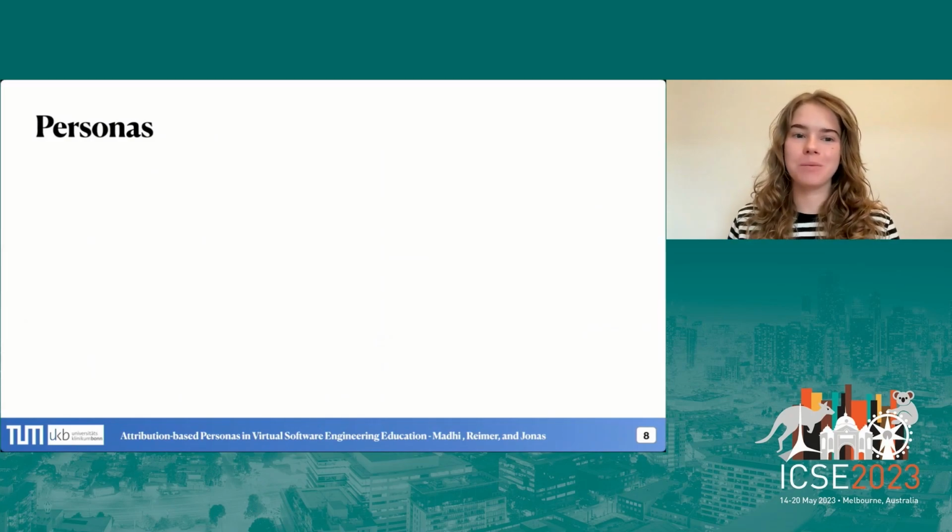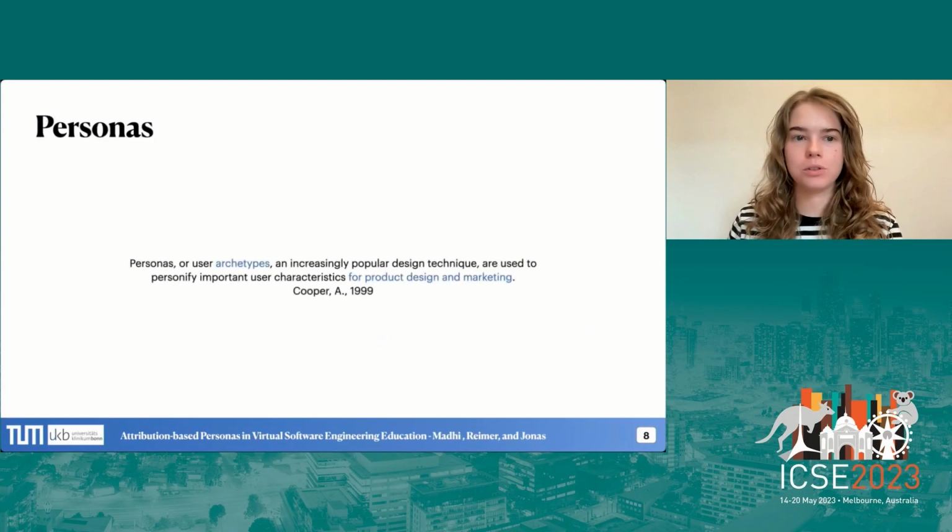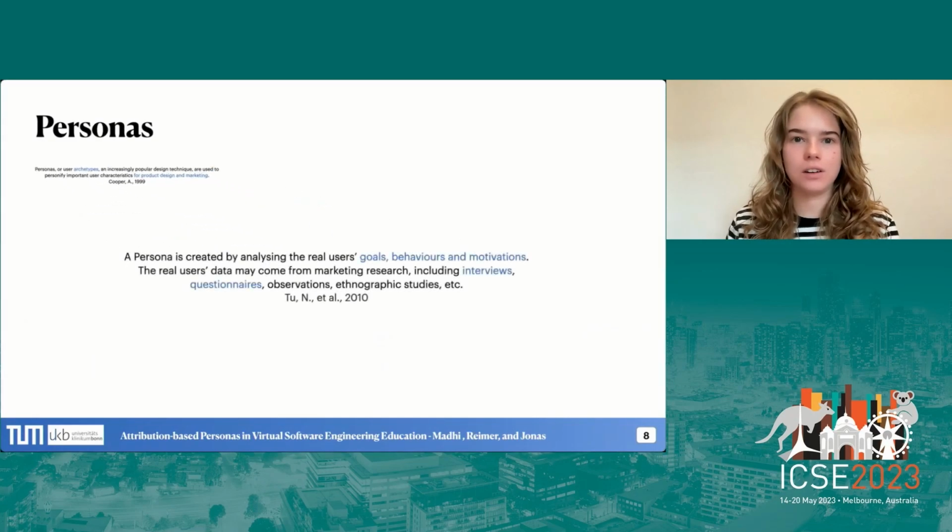So due to time reasons, I will skip the results of the first and second stage and will directly continue with the most important results of the research, the personas. But before that, I want to give a definition of how we use personas in our context. Basically, how personas are usually described is that they're archetypes used to personify important user characteristics for product design and marketing. Then other definitions include that they're created by analyzing real users' goals, behaviors, and motivations. And the real users' data may come from marketing research, interviews, questionnaires, observations, and ethnographic studies.